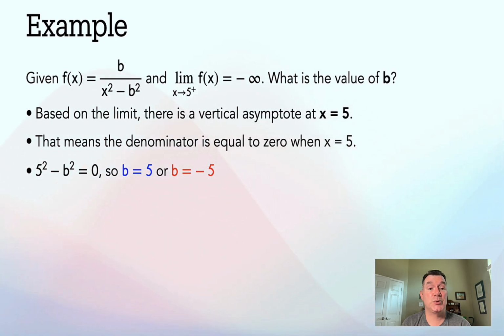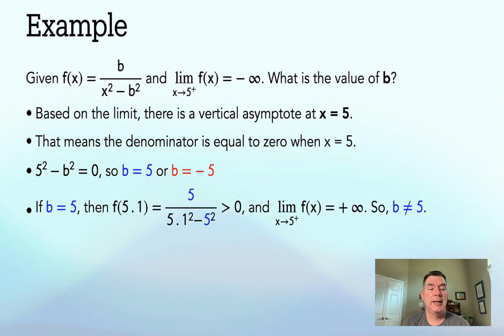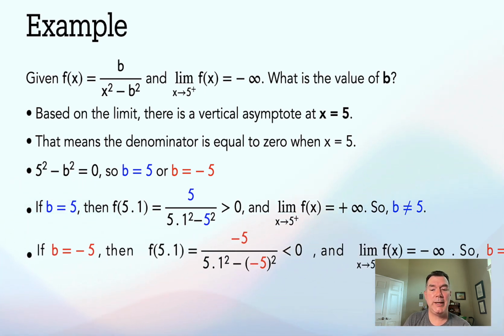So x squared minus b squared becomes 5 squared minus b squared. Set that equal to 0, and that means that b would have to equal 5 or b would have to equal negative 5. It's one or the other. It could be both. I don't know, but I have to try. So if b is equal to positive 5, I'm going to look at numbers that are a little bit bigger than 5, because remember, I'm approaching 5 from the right. So if I plug in 5.1, I get something that is greater than 0, which means that the function would approach positive infinity, and that's not what I want. So b can't equal positive 5. My only hope is negative 5.